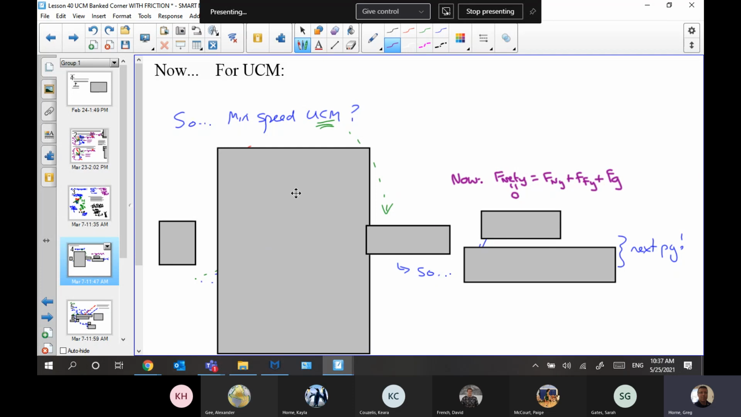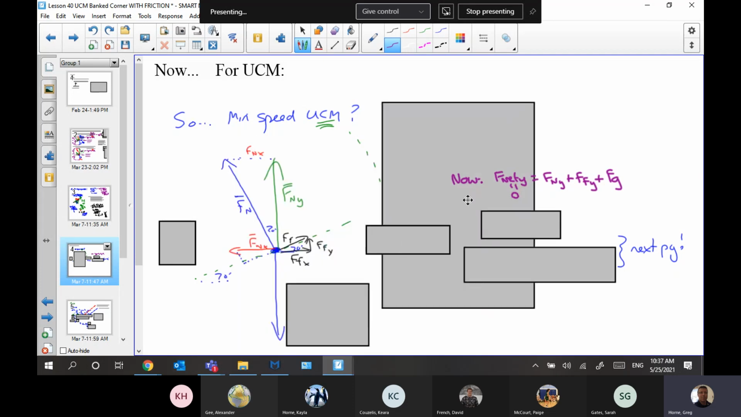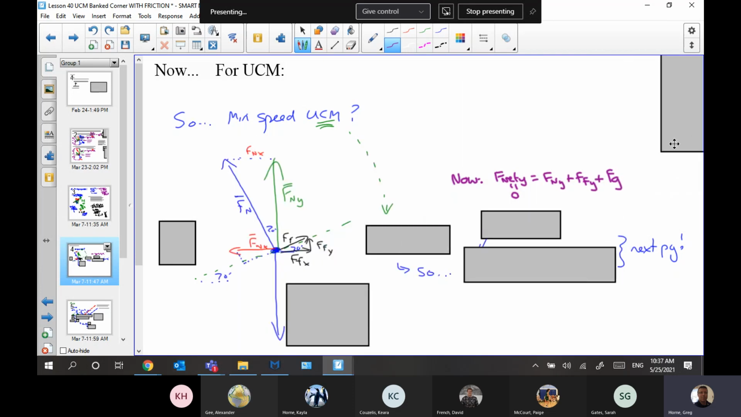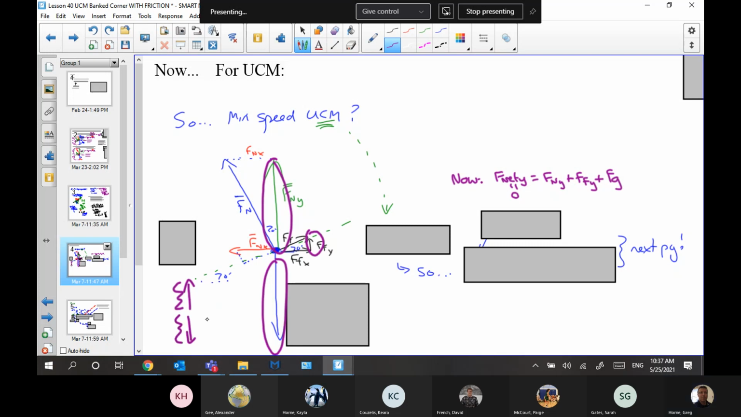So what's the minimum speed for uniform circular motion? We're going back to a free body diagram where, now this isn't necessarily drawn to scale, right? But we are going to set it up mathematically so that this stuff balances this stuff, right? So we're going to end up having the up equal the down. So the total up and the total down balances, right?